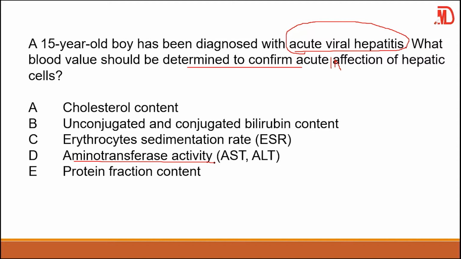But there's a difference between the AST and the ALT in the liver and the AST and the ALT in the heart. But don't worry, I shall tell you when we get there. Just put it at the back of your mind. The differences, I'll give it to you. But whichever way, we must have high AST, ALT to confirm that we're having a viral hepatitis.